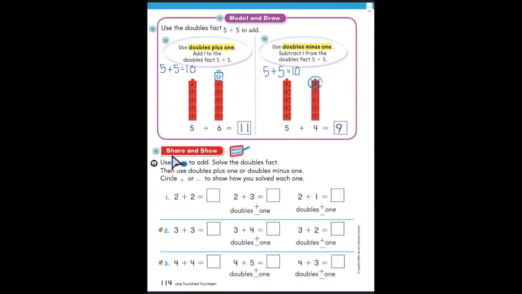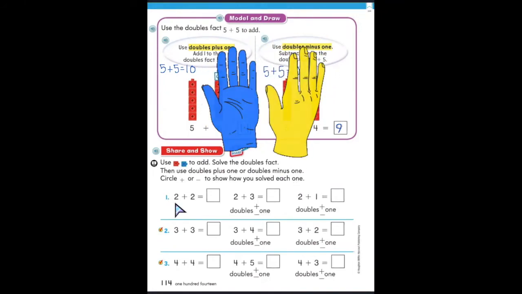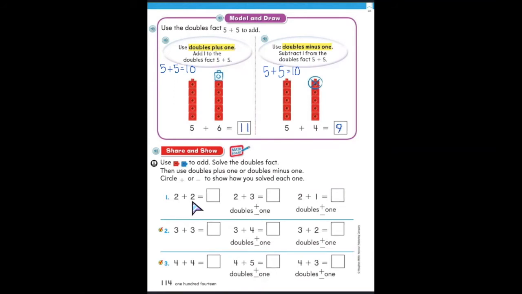Now let's take a look at the bottom half of our page. At the bottom half, it says, share and show. The directions say, use linker cubes to add. Solve the doubles fact. Then use doubles plus 1 or doubles minus 1. Circle plus or minus to show how you solved each one. Let's do number 1 together. Number 1 says 2 plus 2 equals a sum. We are first going to use our linker cubes to add.